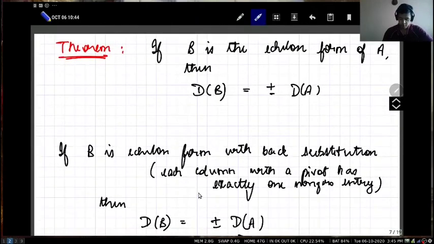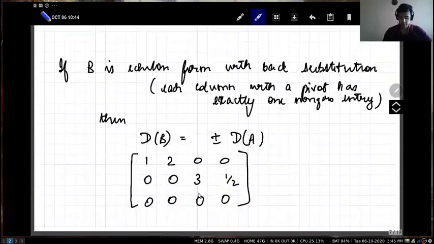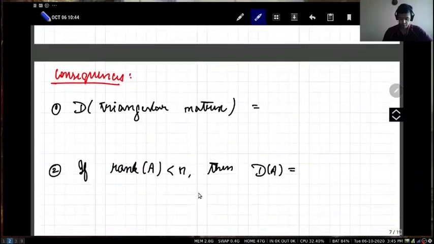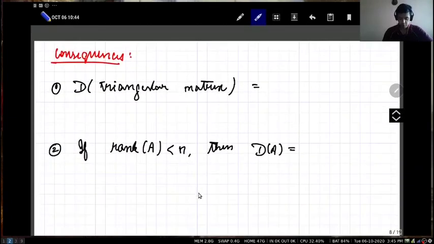So this result is particularly important because we'll use this to prove the rest of the result. So basically, if B is the echelon form of A, then D of B is plus or minus D of A. Right? And that is because the first two types of elementary row operations do not change the absolute value of D. Okay, so let's see some important consequences of this.